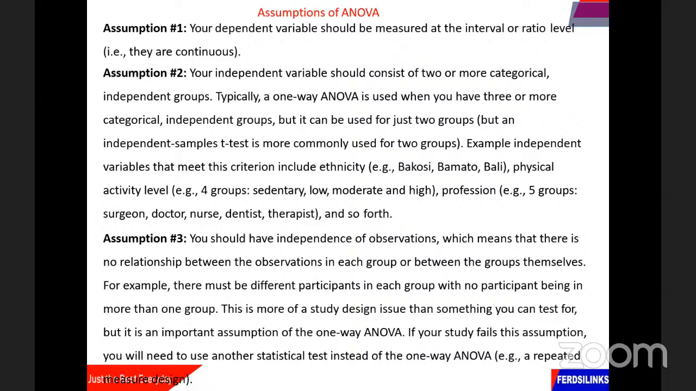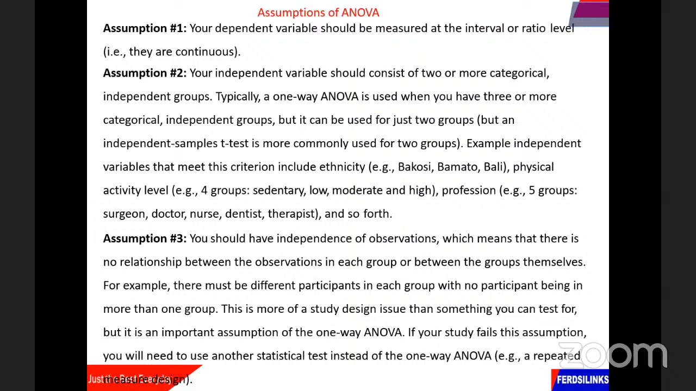So one of the assumptions of ANOVA, or analysis of variance, is that the dependent variable must be continuous. Your independent variable must have at least 2 or more categories. I don't need to explain that, I've already done the explanation, right?